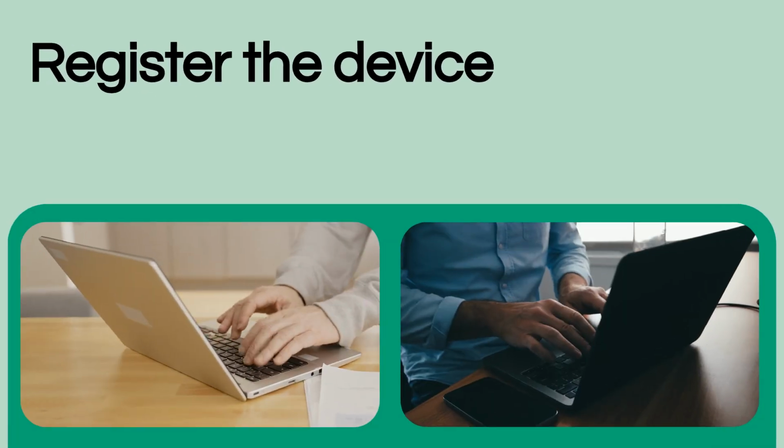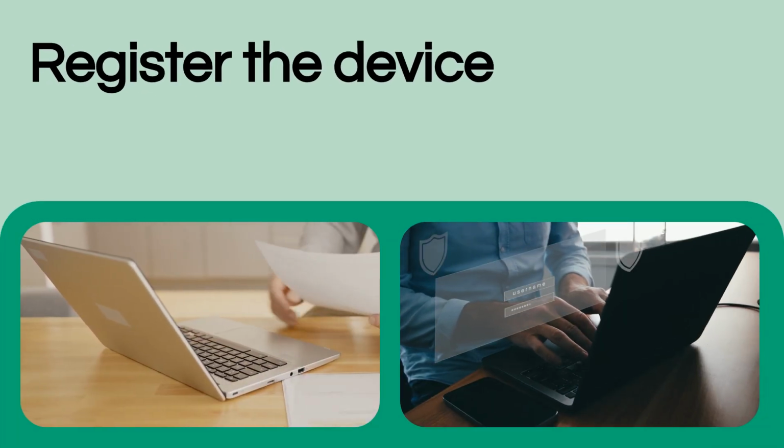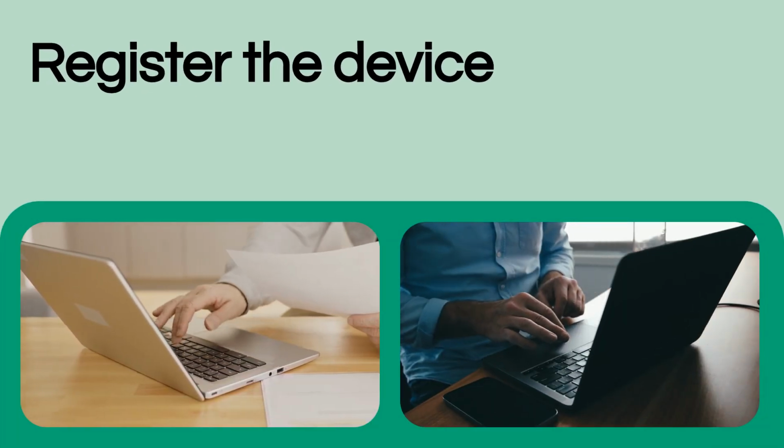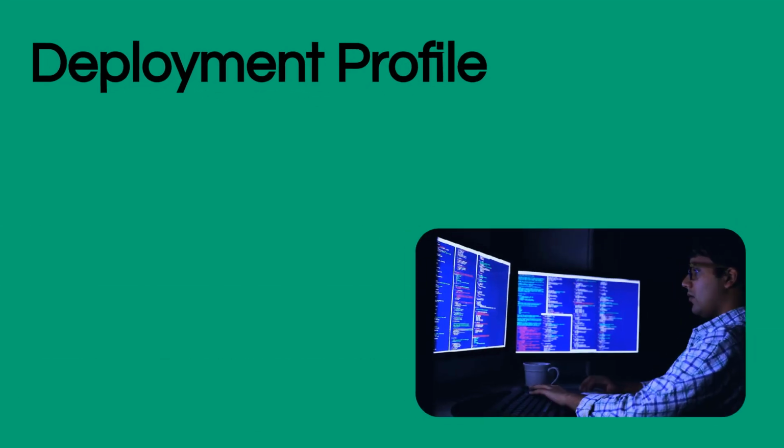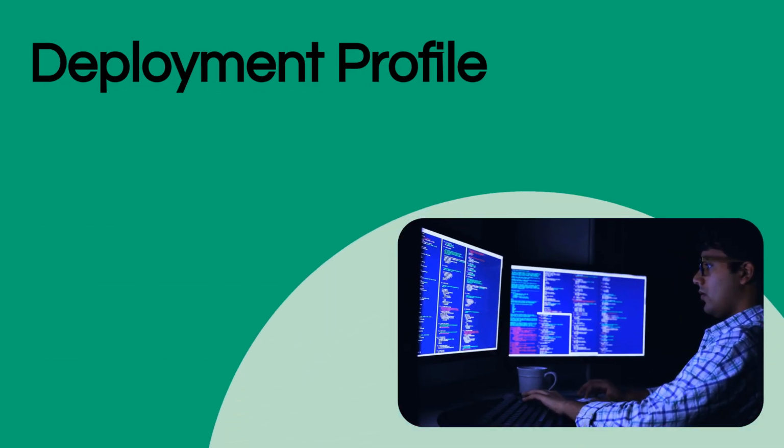The device's unique hardware hash must be uploaded to the Autopilot service in Intune or Microsoft Store for Business to officially register it for deployment. Once registered, associate the device with a specific deployment profile. This profile dictates the setup process, including which screens to skip during the out-of-box experience, or OOBE.